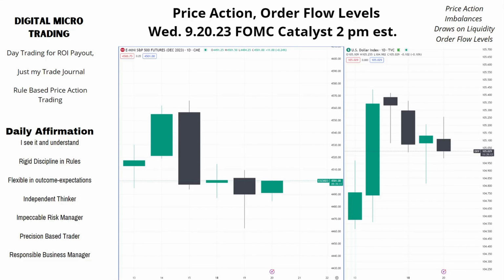And here we are, FOMC catalyst, Wednesday, September 2023. So let's look at the price action, order flow, and levels. I'm going to start with a naked, non-annotated 24-hour chart on the left with the ES December contract futures. And then on the right, we look at the dollar. The dollar on the far right has stopped going up. You can see we've got a fair value gap that is basically on that long green candle on the other side, and price is meandering inside of that fair value gap as I speak and put this video out.